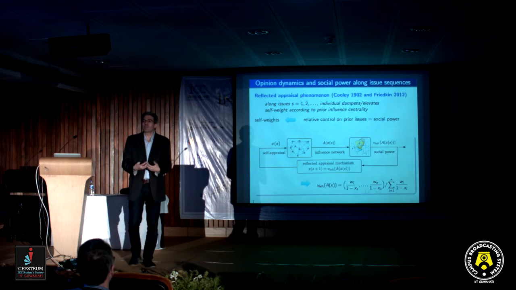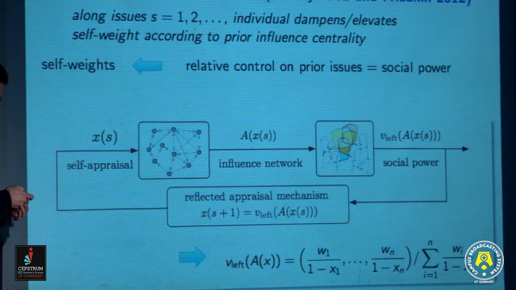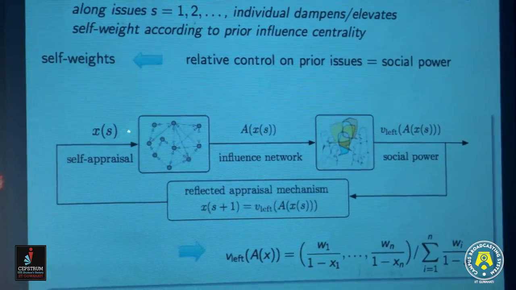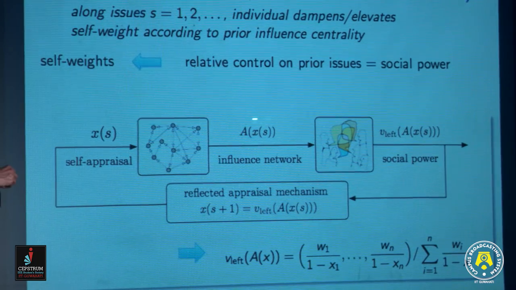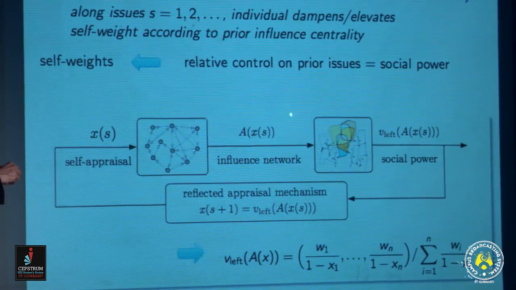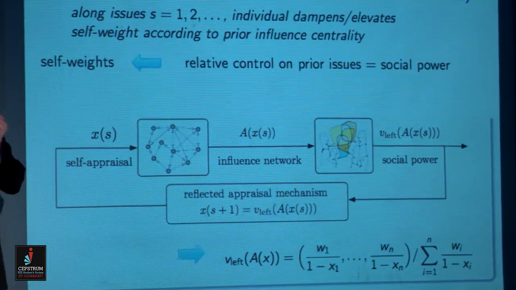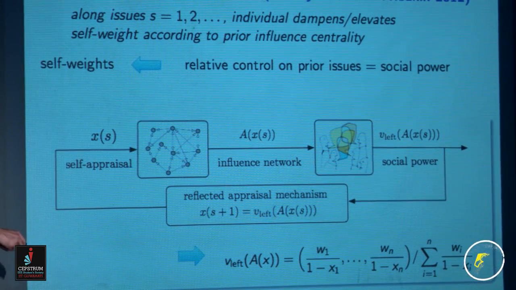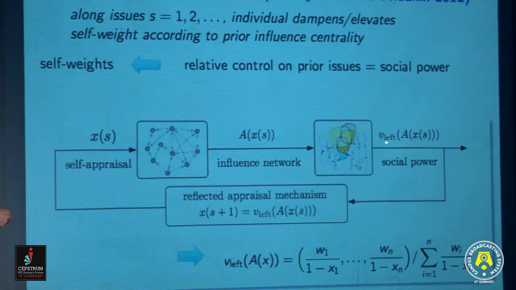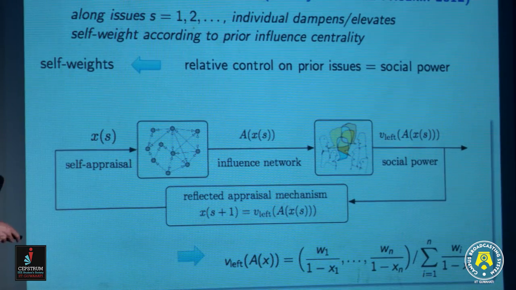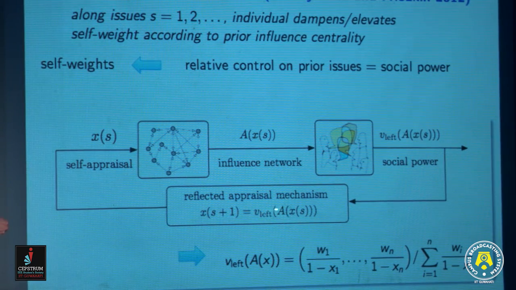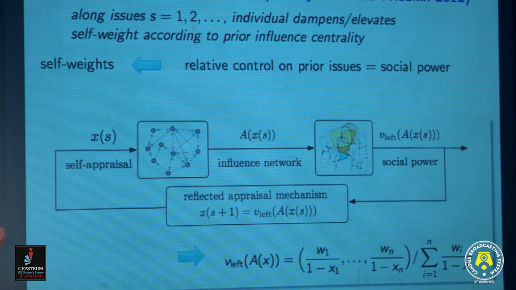system, that is a feedback system, that comes together by putting together all of these elements that I've talked about. At the beginning of issue s, individuals have a certain level of self-reliance. Based on that, and based on the interpersonal relationships, you can form an influence matrix. That influence matrix determines the outcome of that particular discussion. But besides the outcome of that discussion, I am interested in knowing who had power and centrality in that discussion. That's measured by the vector v-left. Now, v-left is the social power. How much power did an individual have in the social decision? In a simple approximation, v-left determines the level of self-weight of the individuals for the next issue. Does that make sense?